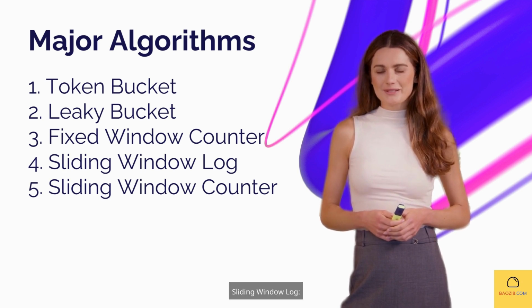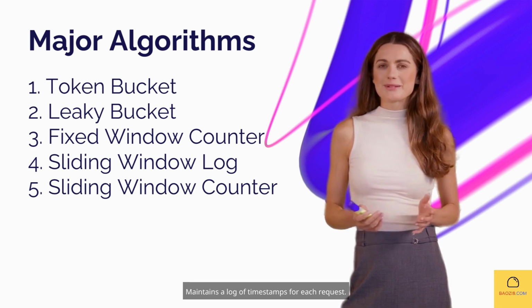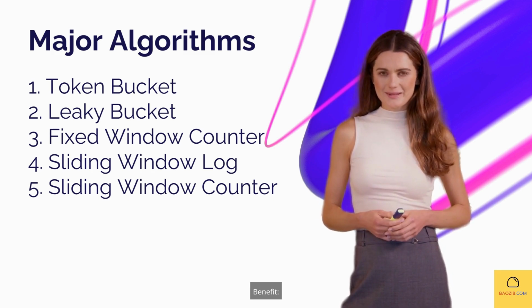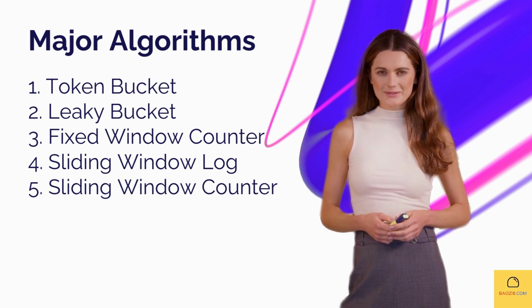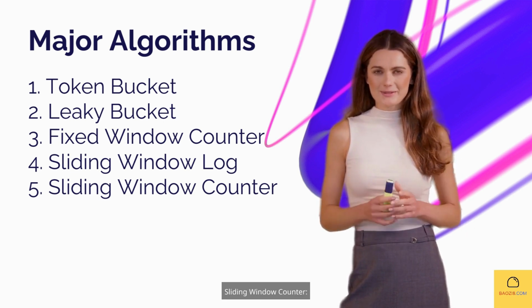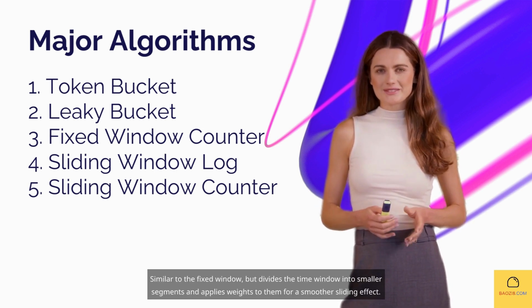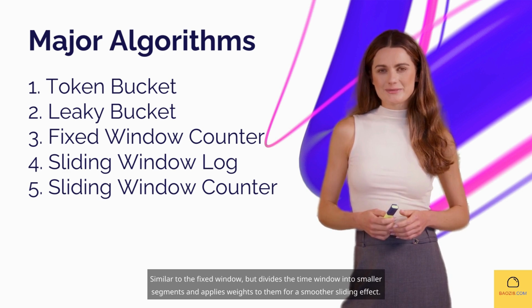4. Sliding window log. Maintains a log of timestamps for each request. The limiter counts requests within a rolling, sliding window, e.g., last 60 seconds. Benefit: offers smoother request distribution compared to fixed windows. 5. Sliding window counter. Similar to the fixed window, but divides the time window into smaller segments and applies weights to them for a smoother sliding effect.